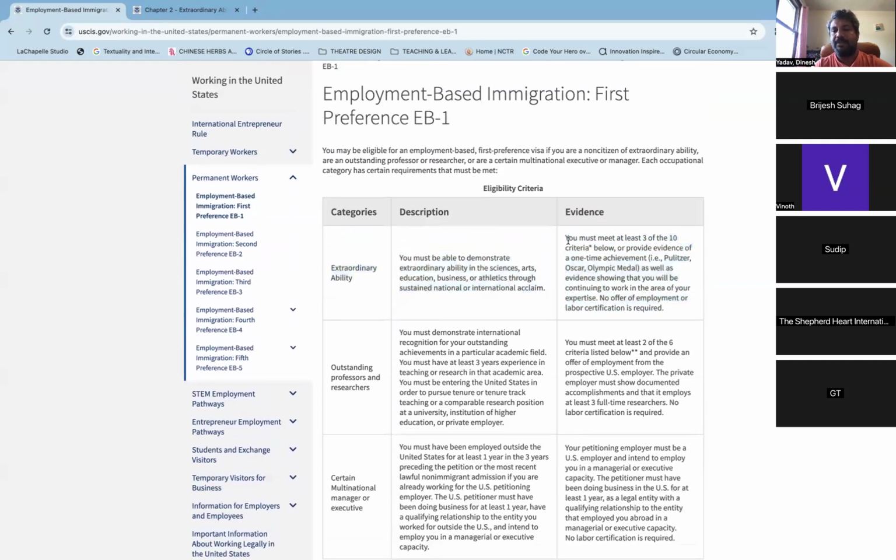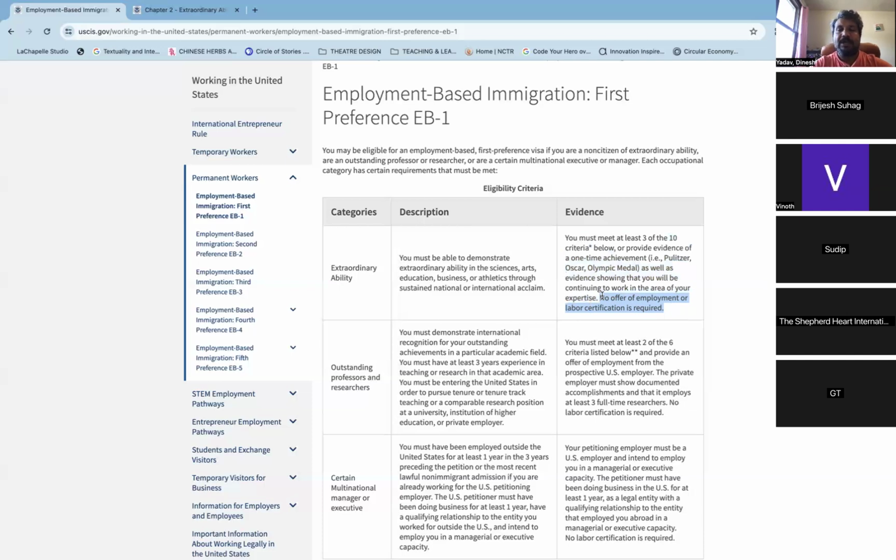Now, if you see up here in the category, it clearly states that you must meet at least 3 of the 10 criteria below or provide evidence of one-time achievement, e.g. Pulitzer, Oscar, Olympic medal, as well as evidence showing that you will be continuing to work in the area of your expertise. No offer of employment or labor certification is required. So the requirement is clearly labeled here.